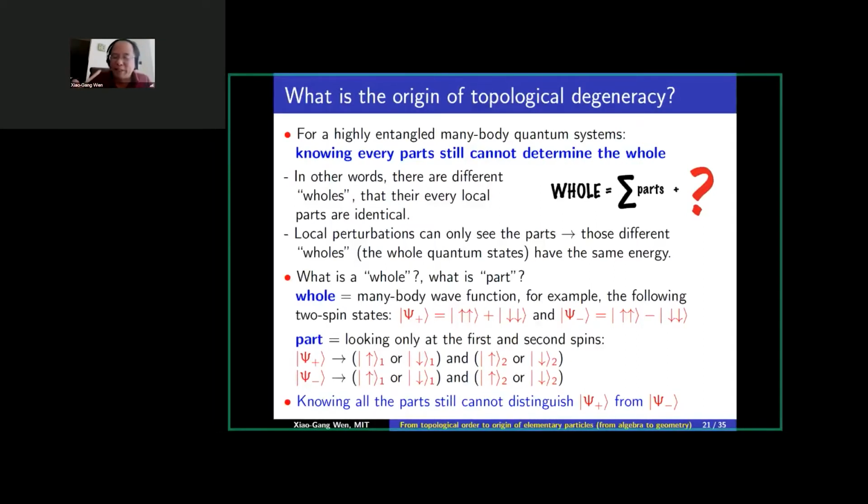So let me give an example of this quantum entanglement, of why knowing every part still does not allow us to know the whole thing. For example, let's consider two spin states, and they are entangled. One entangled state is two spins up plus two spins down. Another wave function is two spins up minus two spins down. That's another wave function, or another vector in the vector space.